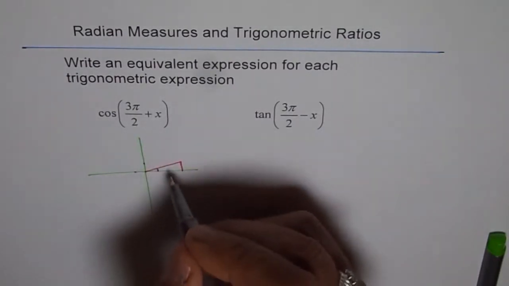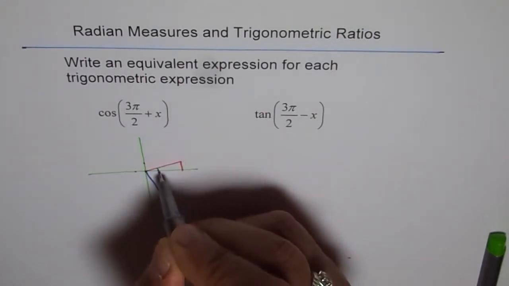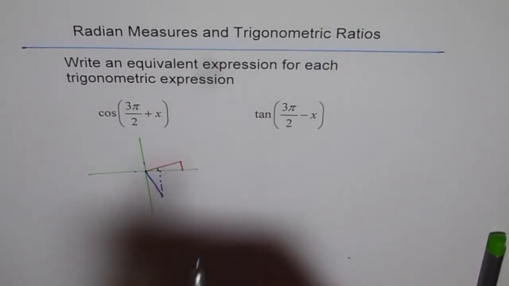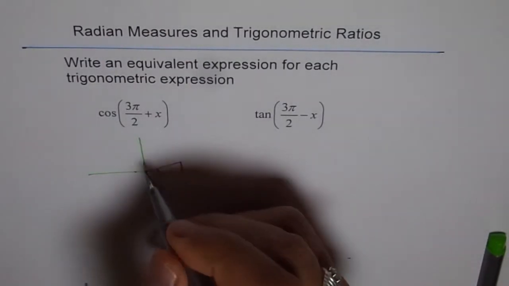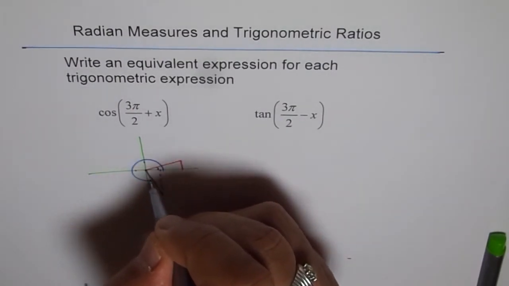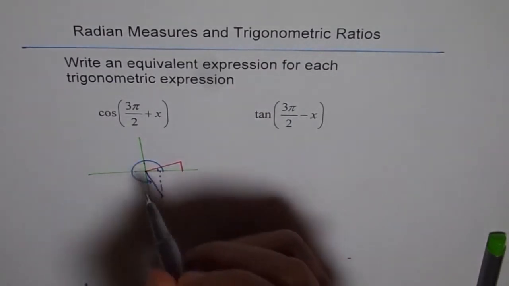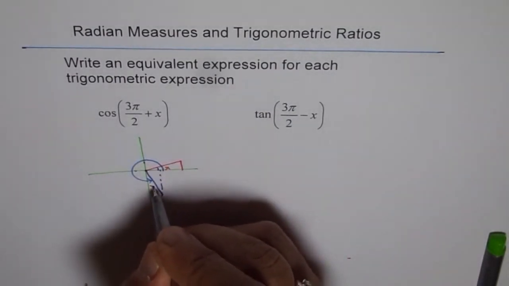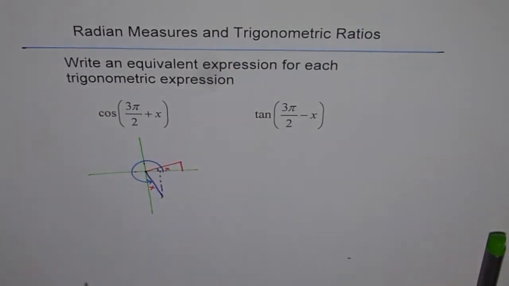That means this triangle is moved like this. So that becomes its position. Correct? So we moved from here. What we did was, this is 3π/2 plus x. Correct? So if this is x here, this was x for us. So now it is 3π/2 + x.